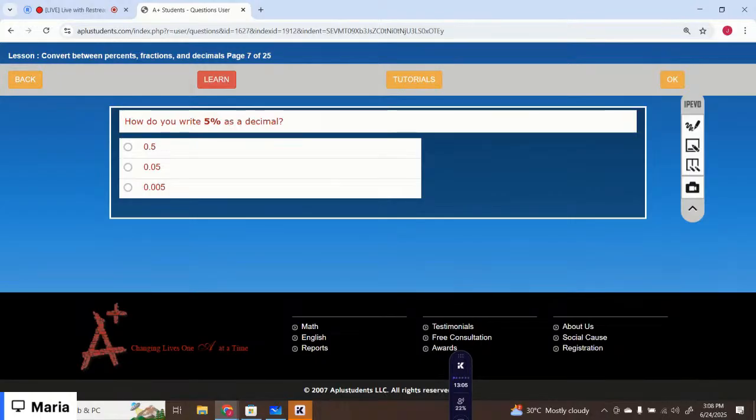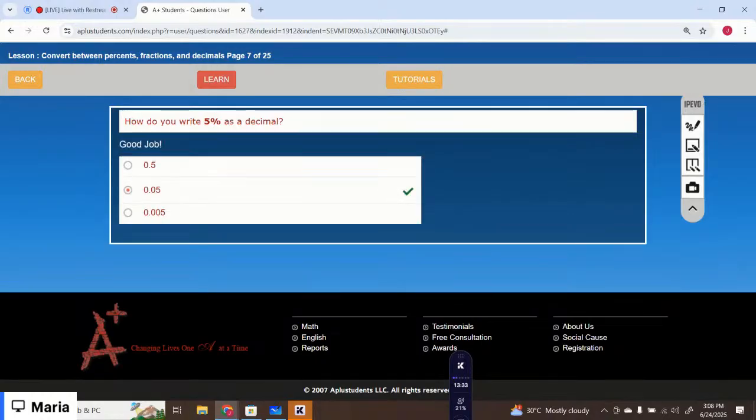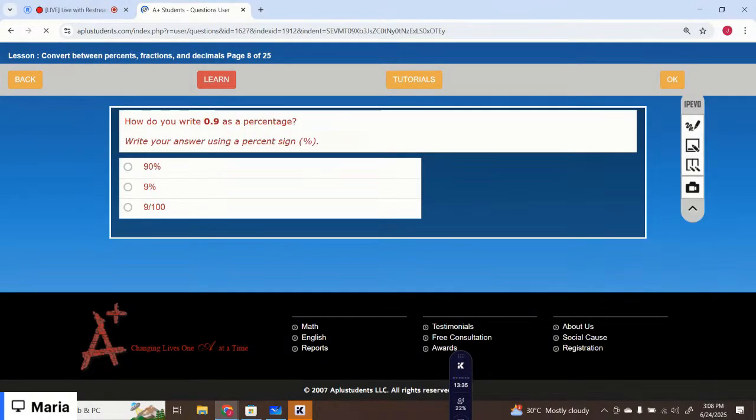How do you write 5% as a decimal? That is 5 over 100, that equals 0.05, option number 2 is the correct option.